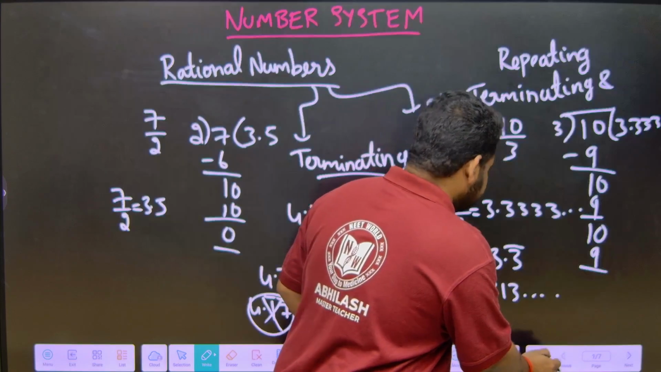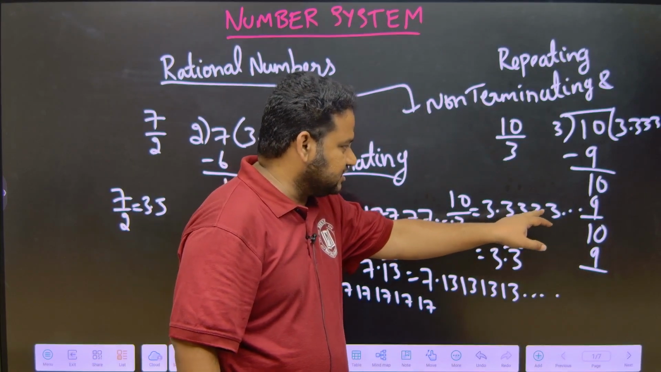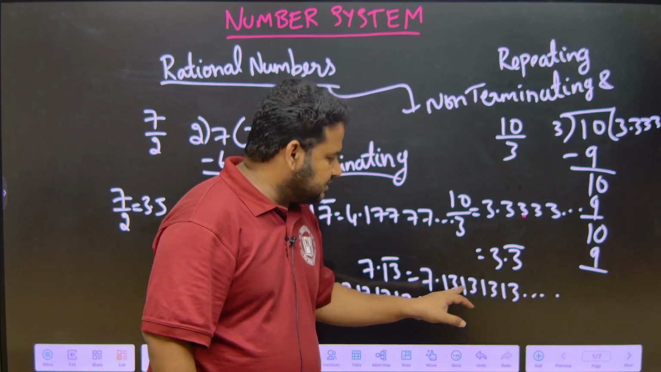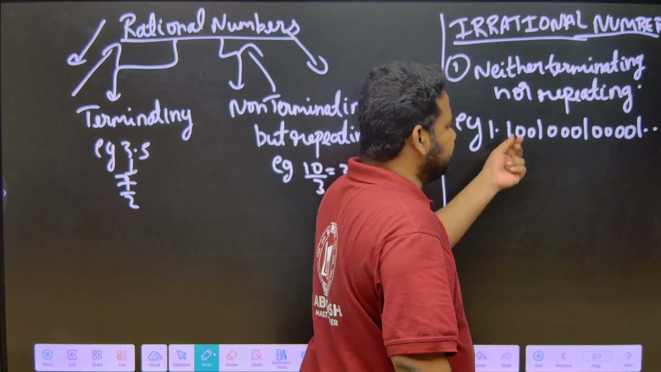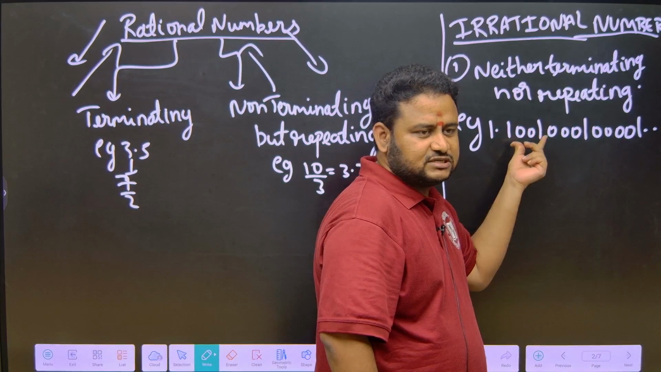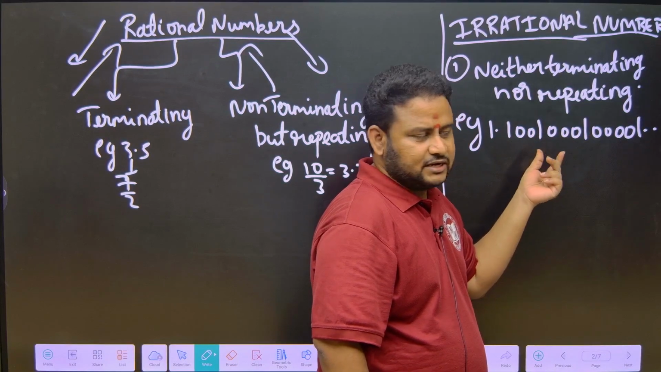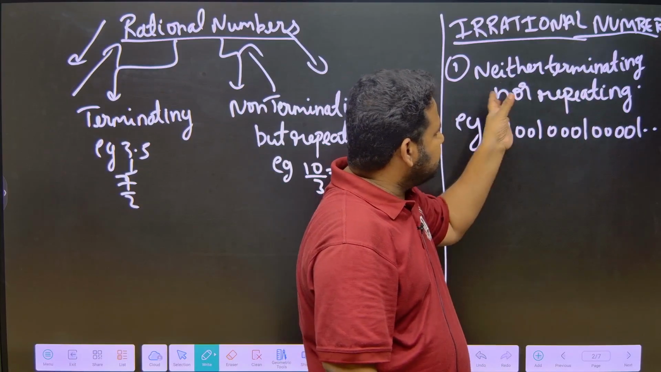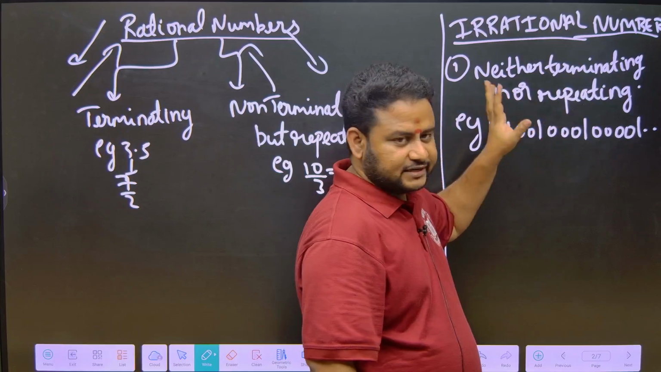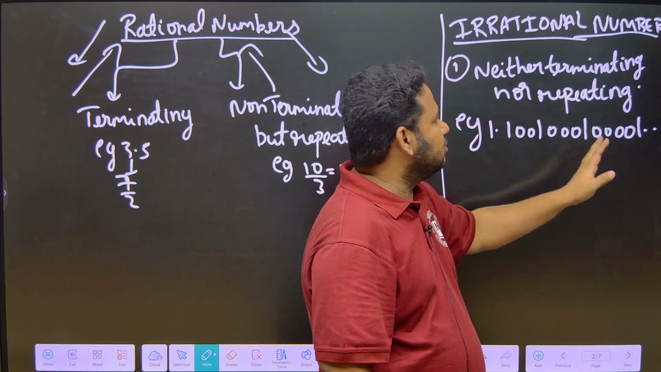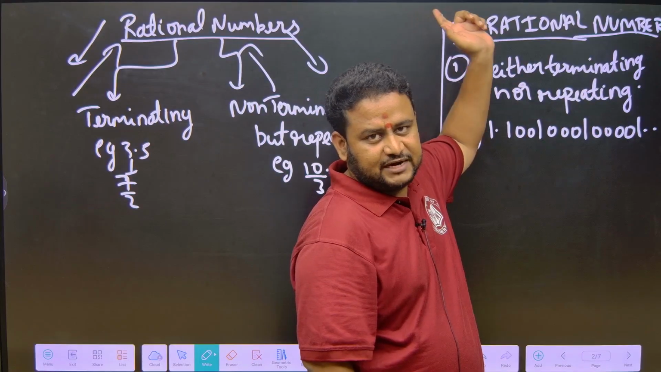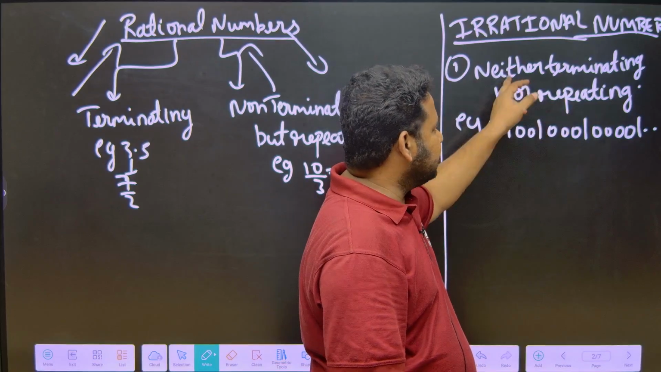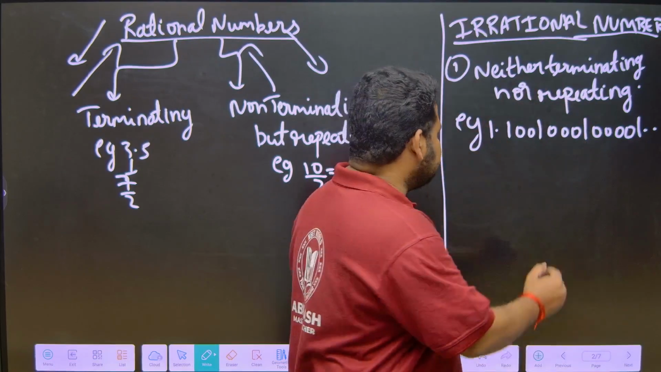But here, see here friends, it is repeating 3 3 3 3 3, it is repeating. Here it is 1 3 1 3 1 3, it is repeating, and it is non-terminating. But here you cannot count this as repeating. Here there are 2 zeros, but here there are 3 zeros. It is not the same. Here there are 4 zeros. So here it is non-repeating, and it is non-terminating. It is neither terminating nor repeating. There it was terminating and repeating. Here it is neither terminating nor repeating. Clear?